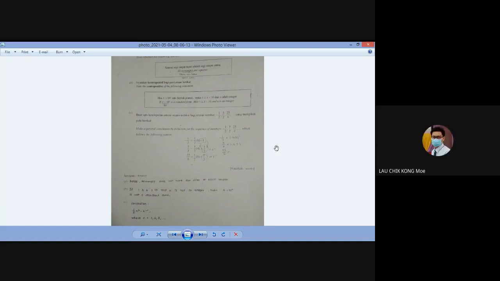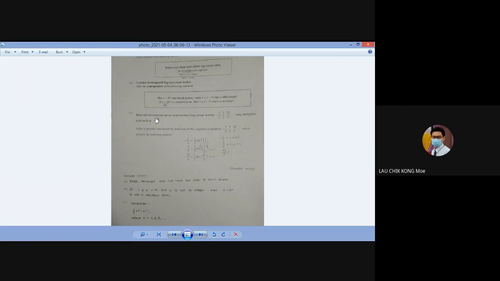Make a general conclusion by induction for the sequence of numbers -1 over 2, 3 over 2, 25 over 6, which follows the following pattern. Conclusion: 1 over 2 n square minus n power of -1, where n equals 1, 2, 3. Okay, thank you.